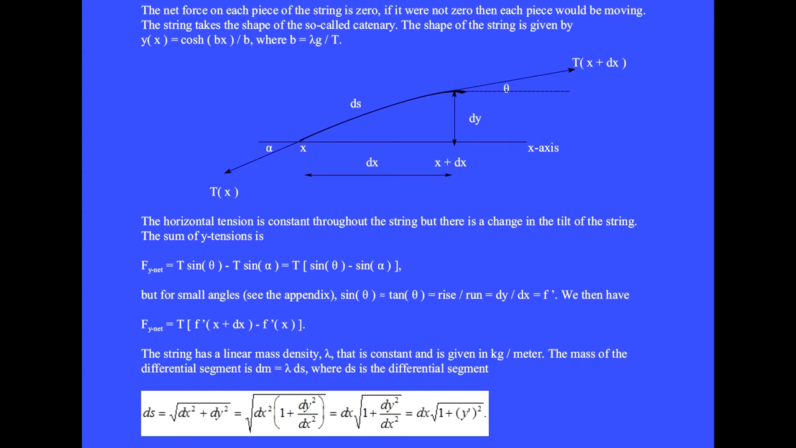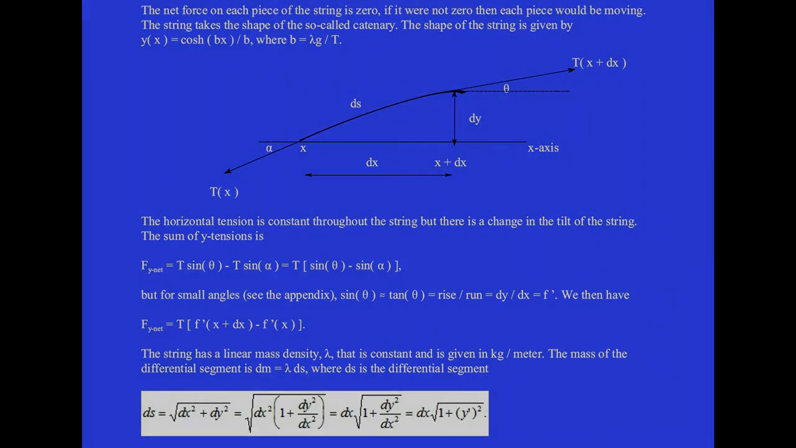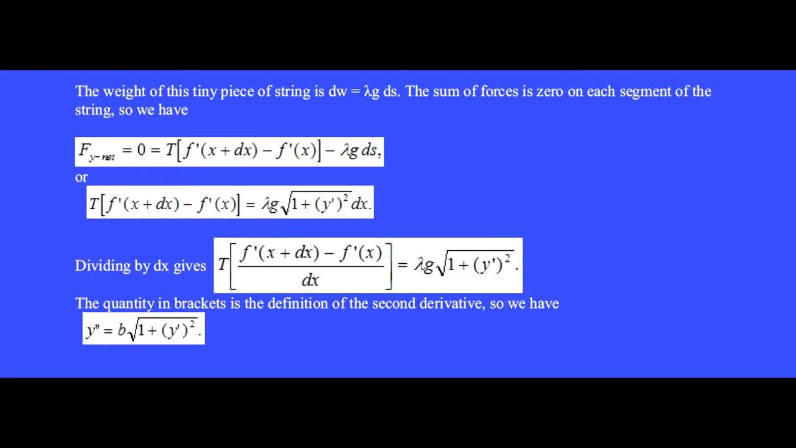The string has a linear mass density lambda that is constant and is given in kilograms per meter. The mass of the differential segment is dm equals lambda ds, where ds is the differential segment. Using the Pythagorean theorem, we write ds equals the square root of dx squared plus dy squared. We factor out a dx squared and then take the dx out of the square root. This dy dx is y prime, to have dx multiplied by the square root of 1 plus y prime squared.